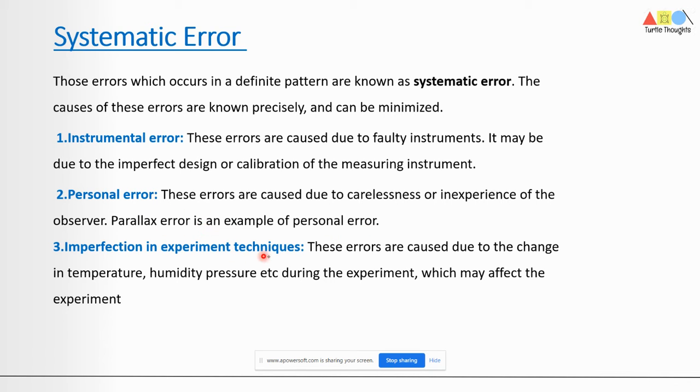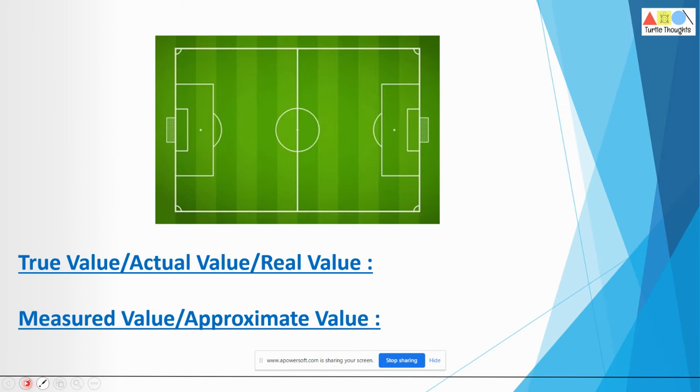Imperfection in experimental techniques. These errors are caused due to changes in temperature, humidity, pressure, etc. during the experiment, which may affect or cause changes in the experiment.